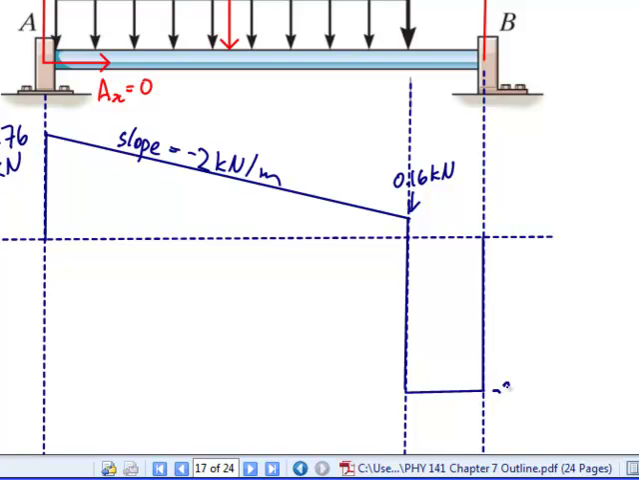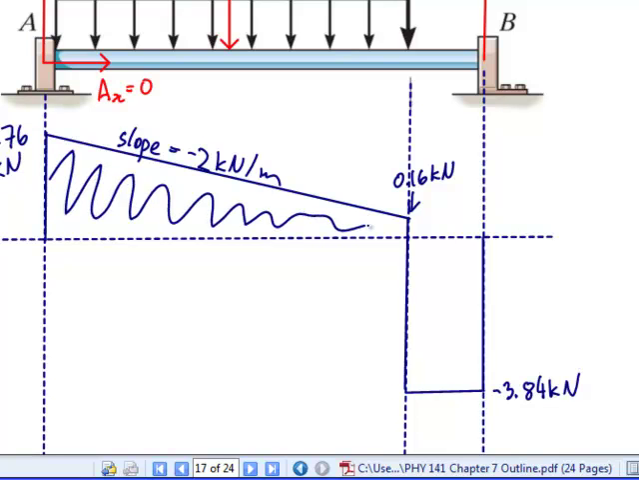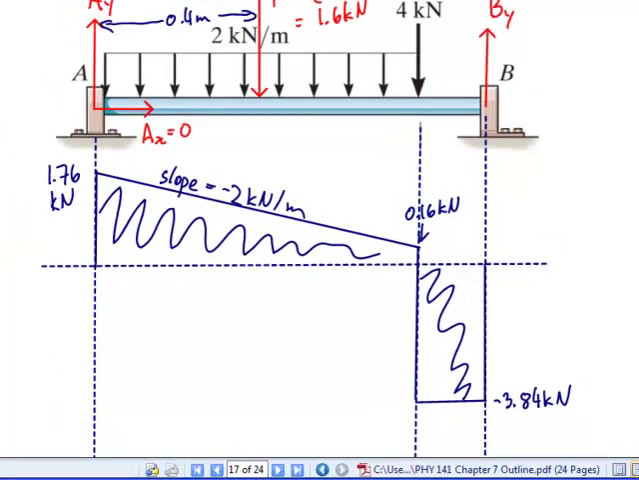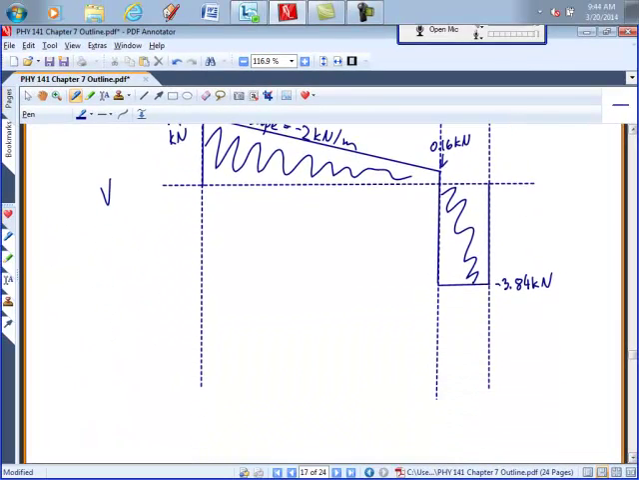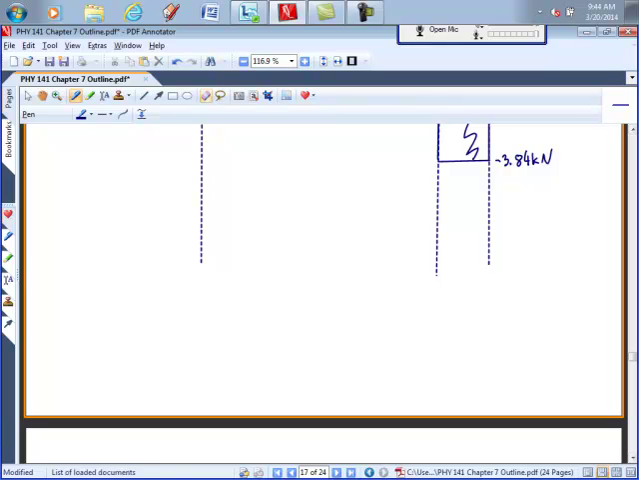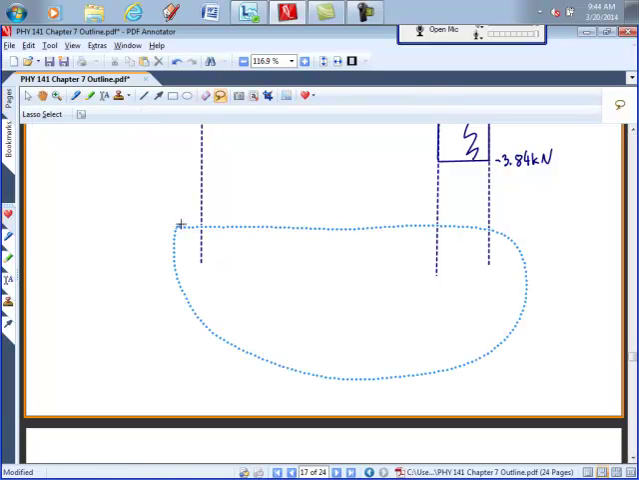So this is -3.84 kilonewtons. And then we'll shade in this area. You can see why we're shading in the areas now, because when we go to the moment diagram, I'm just integrating this function. So that's why I'm shading it in. Well, we're not really calculating the area under the graph, we're just using this to calculate the slope of our other function. All right. If that's our shear diagram, what's the moment diagram going to look like?